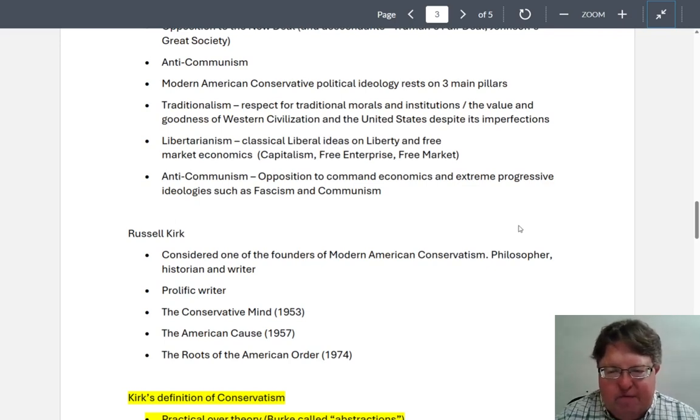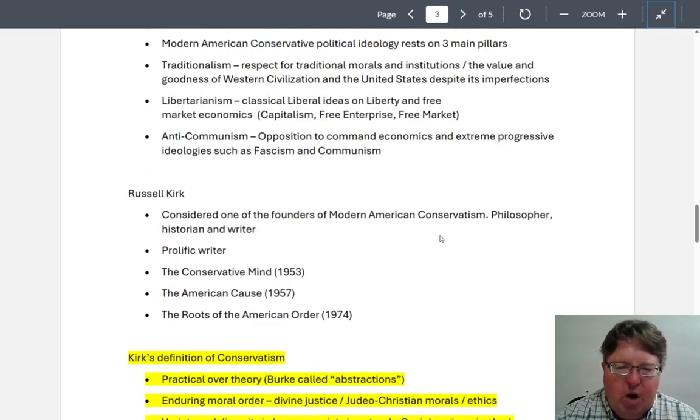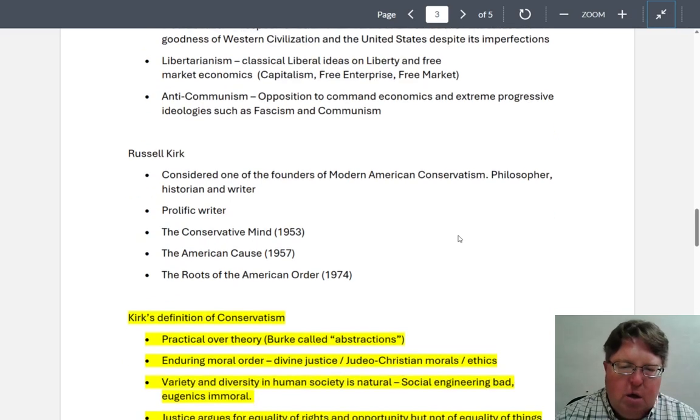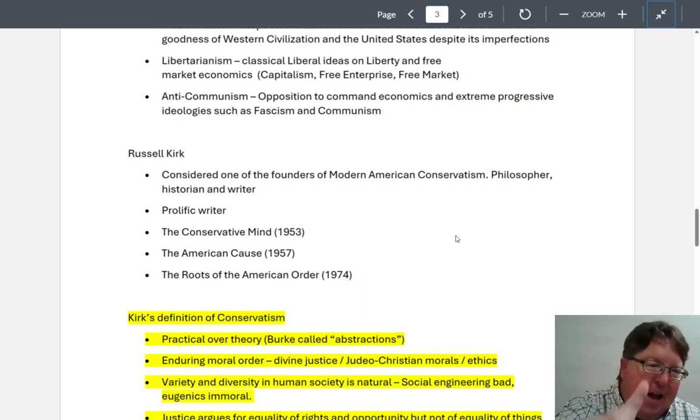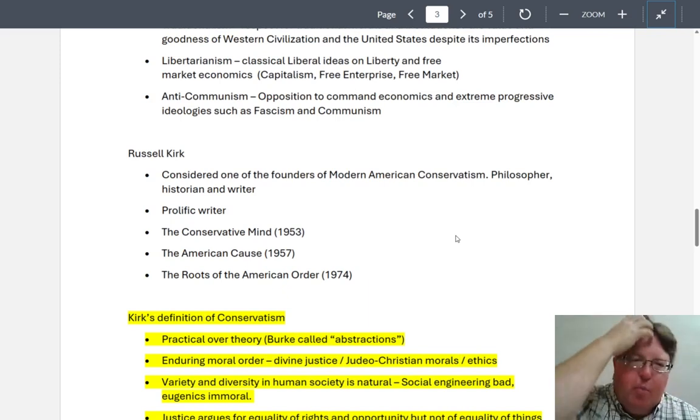Russell Kirk provides the philosophical foundation of modern American conservatism. He was a writer, a philosopher, a historian. He understood history. He wrote a ton of books. His three most famous ones are The Conservative Mind, The American Cause, and The Roots of the American Order. And actually order, that actually brings me to one other thing I could bring up, but Roots of the American Order. Okay.